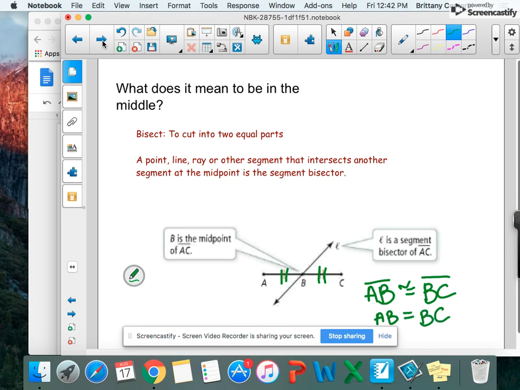So when we're doing equations, if we see those tick marks and we have equations above them, or something's in the midpoint, then we can just set those equations equal to each other, since we know that those segments are congruent, therefore they're going to end up being equal.